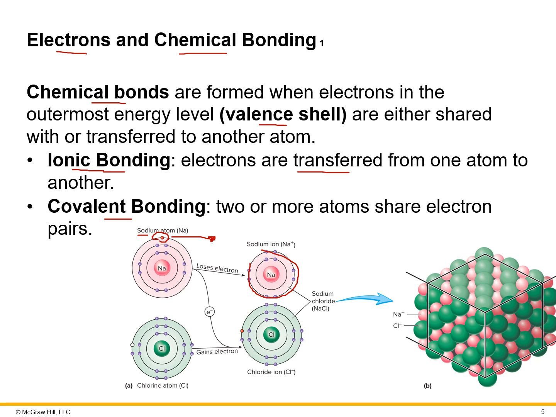Now it does have a charge though, because now it has one more proton than it has negative electrons. So it has a positive charge. Whenever they're charged, we call them ions. Now that electron just cannot be hanging out in the world. It has to go somewhere.